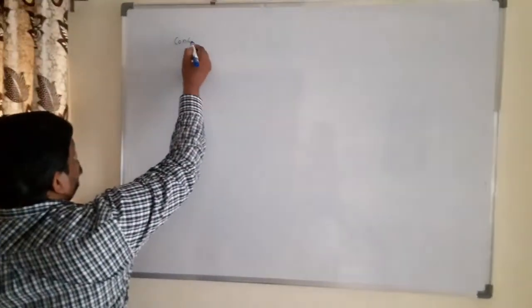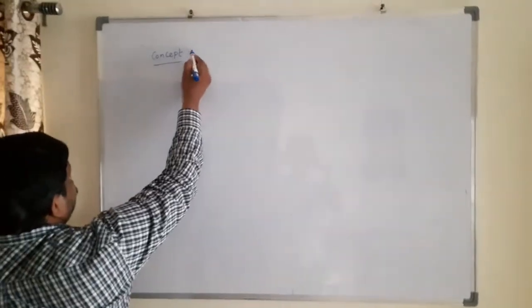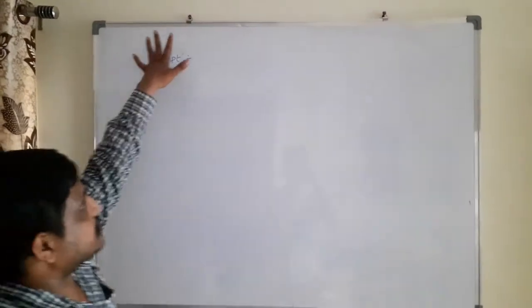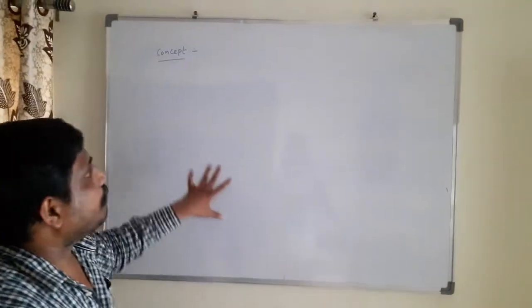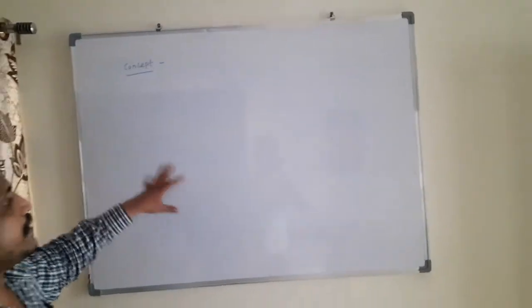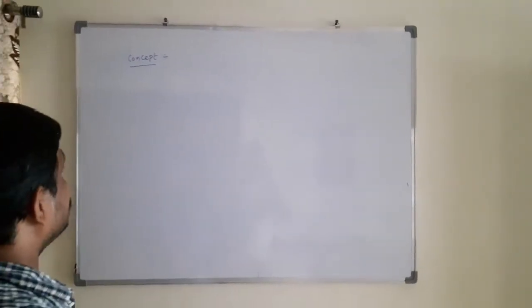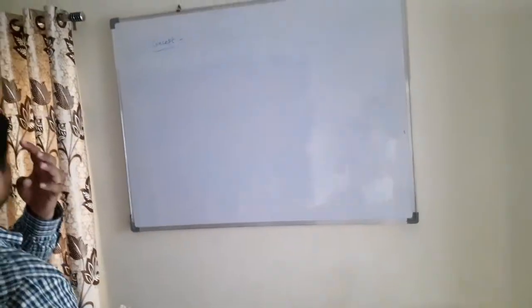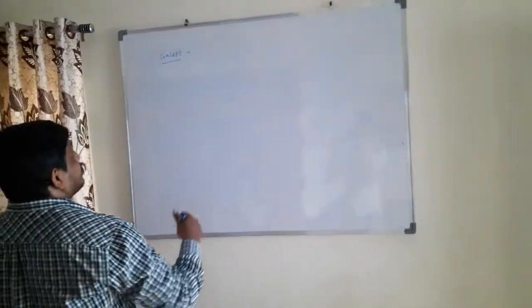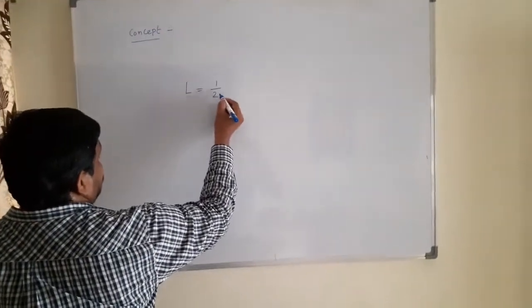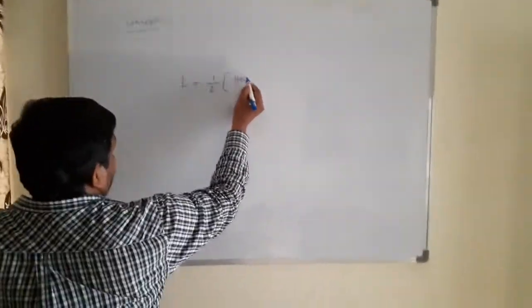Next concept, look here, a very important concept. For example, this board is considered as a mirror. This mirror hangs on a wall. Here is one person. For this person to see the full image of the person in the mirror, the length of the mirror required is half the height of the person.